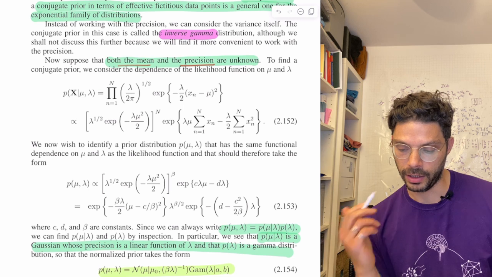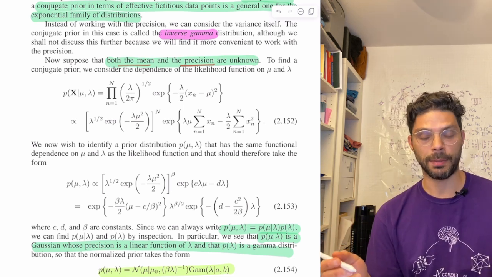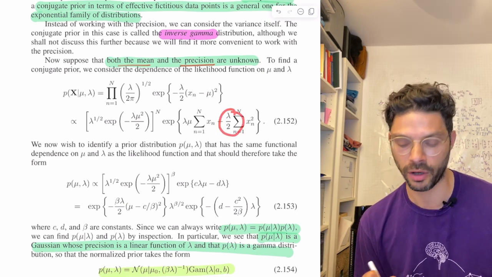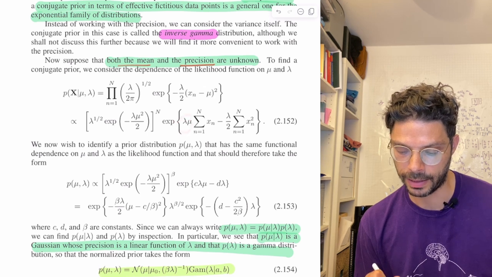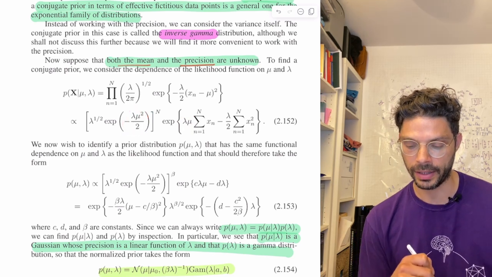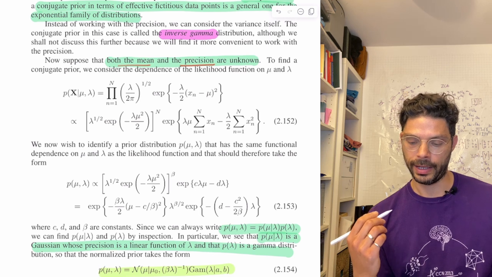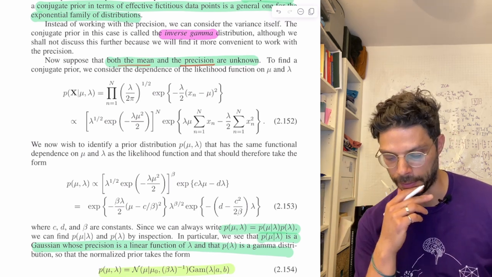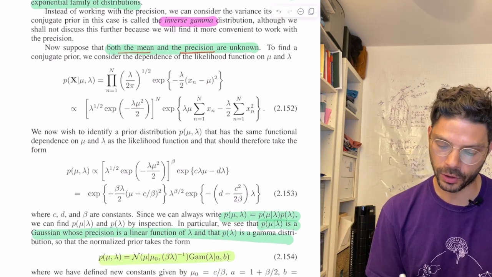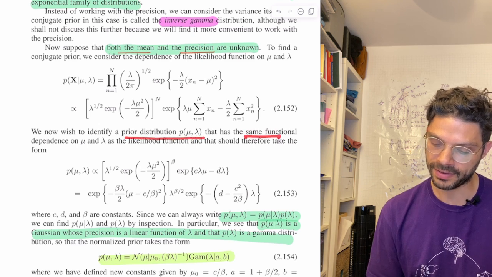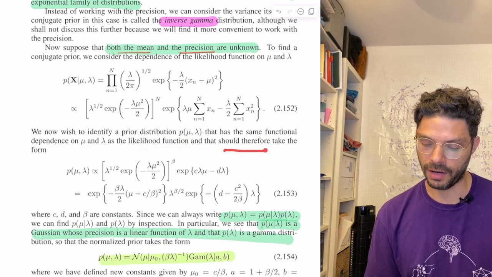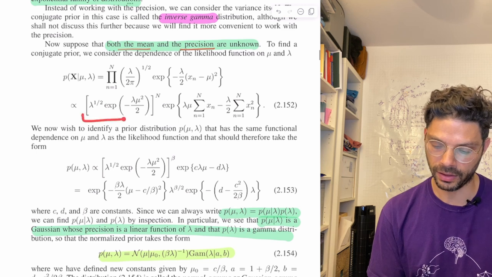Another way is you could look at the ways the different parameters show up. Here we don't have any mu terms. Here we have mu showing up linearly, just the power of 1. And here we have it showing up as a power of 2. So maybe that's how you could pull that apart. Okay, so let's say you've pulled it apart that way. Now we wish to identify a prior distribution that has the same functional dependence on mu and lambda as the likelihood function, and should therefore take the form. So what are we saying? Well, we've got this thing to the power of n.